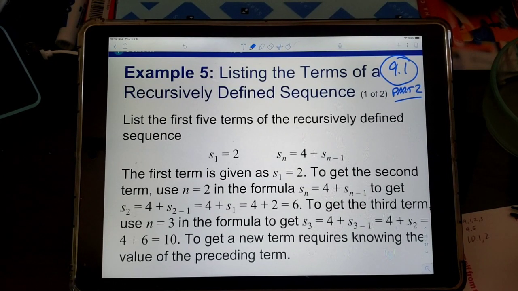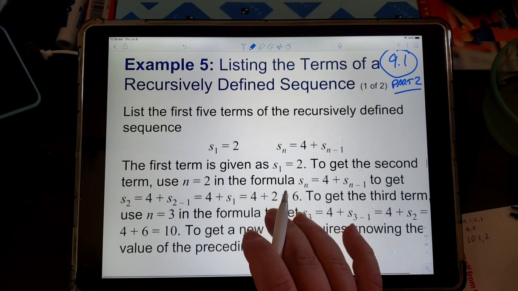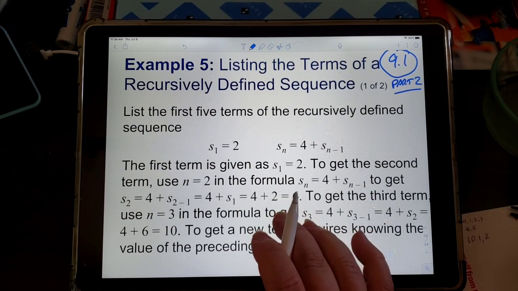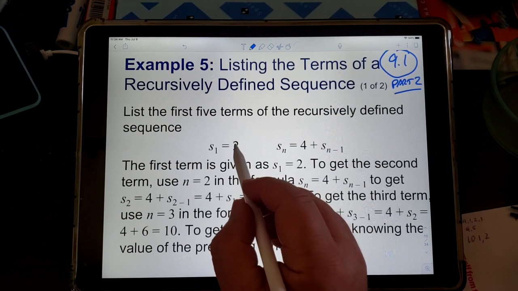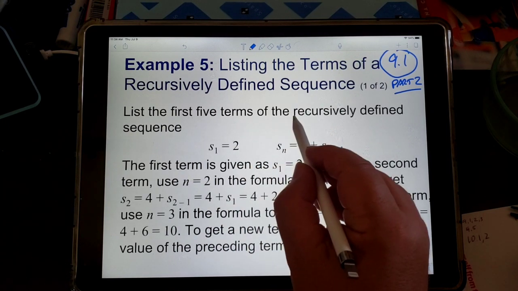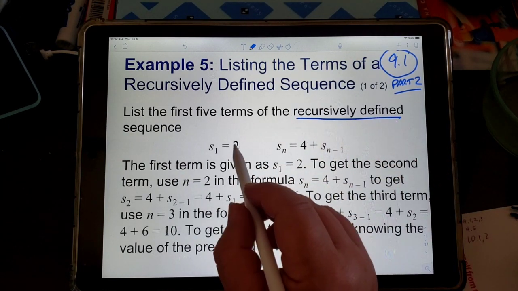All right, this is 9.1 part 2. We're still talking about sequences, which are ordered lists of numbers. And another way to get a list, and by the way, we don't really like this method in algebra. Sometimes it's necessary, but we really don't like it. But it's this idea of defining something recursively.